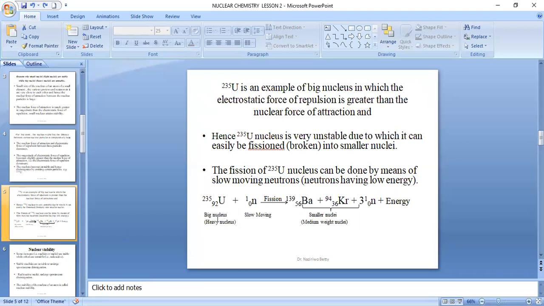An example of the equation is here: uranium-235 plus a slow-moving neutron breaks into barium-139 and krypton-94 plus 3 neutrons, and some amount of energy is released.